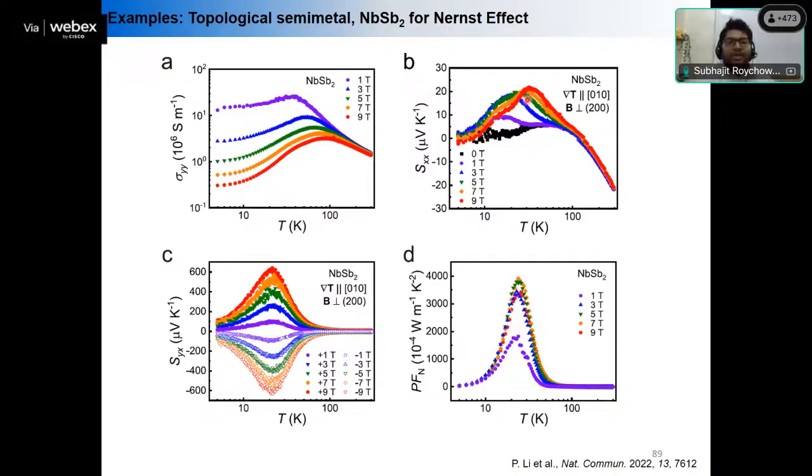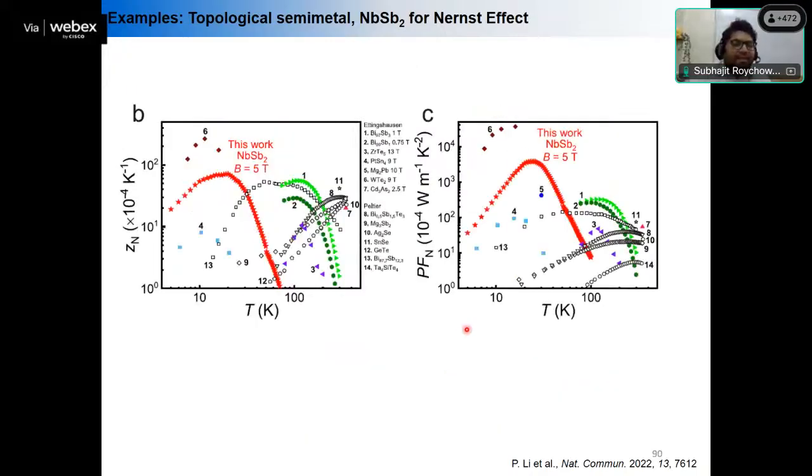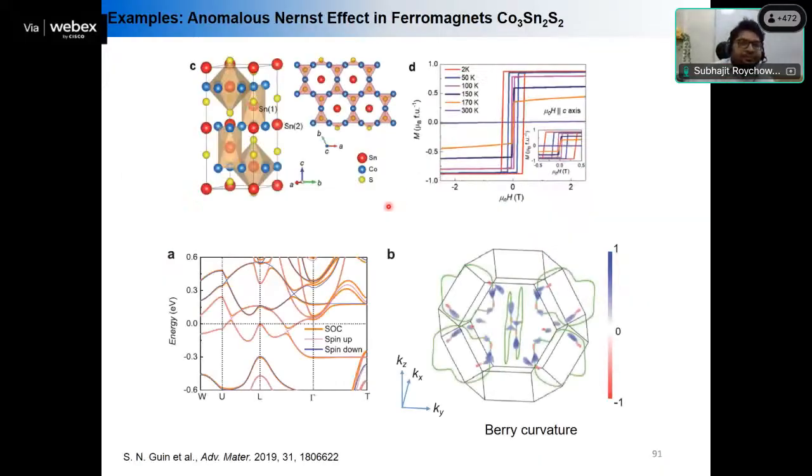when they measure in topological semimetal, it is only 20 microvolt per Kelvin, because your electron and hole will move in opposite directions. But on application of a magnetic field in the perpendicular direction, they will move in a similar direction. That's why you can see how much larger Nernst thermal power you can realize compared to the Seebeck effect. As a result, they observe a large ZT as well as a large power factor in this sample.